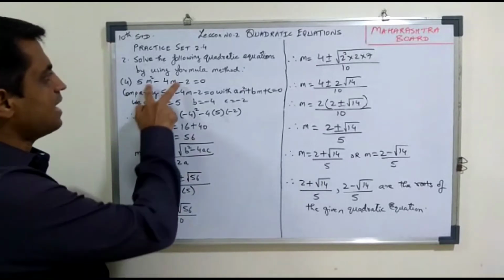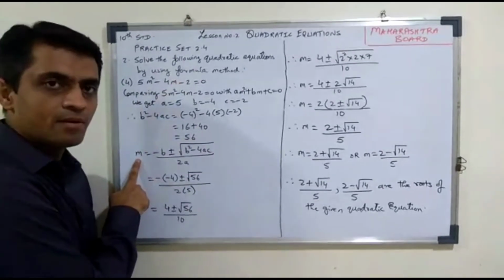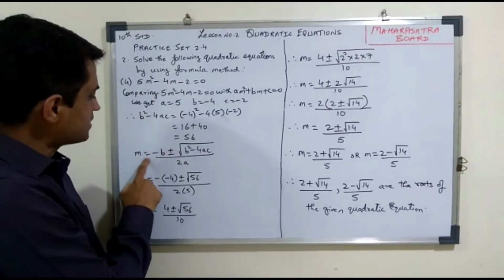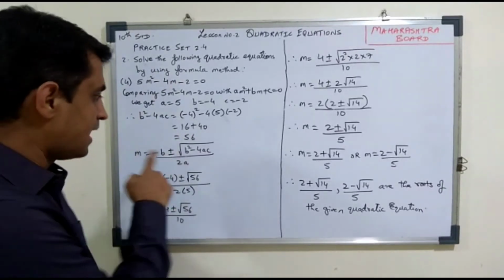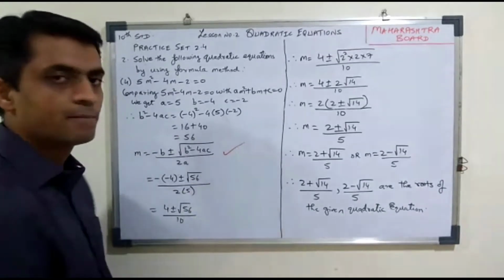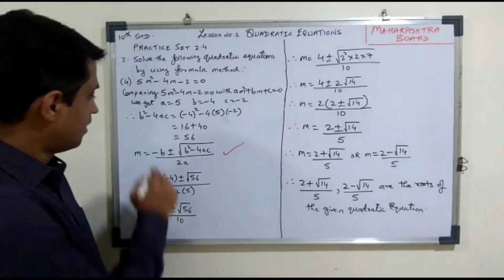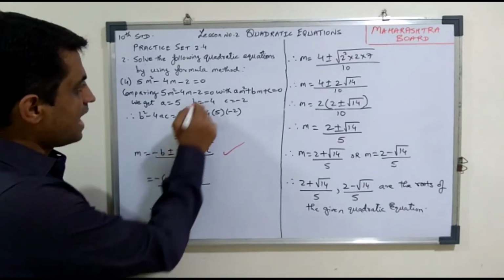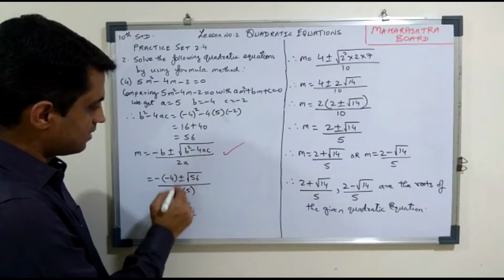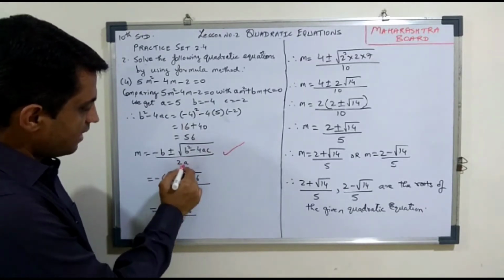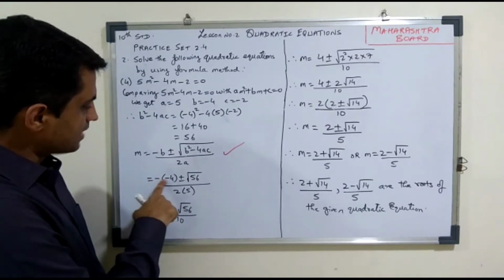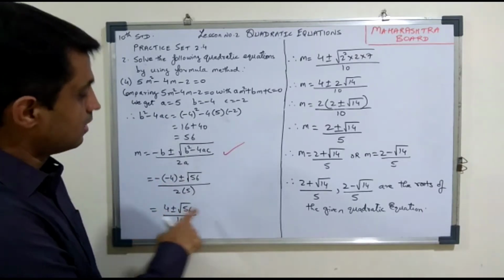Now since it is in m form, we will write here m. If it is in x form, we will write here x. So we get m is equal to minus b plus or minus root b square minus 4ac upon 2a. This is the formula. Always write the formula. Minus b value is minus of minus 4, plus or minus root 56, upon 2a, a value is 5, so 5 2s are 10. Minus into minus is plus.